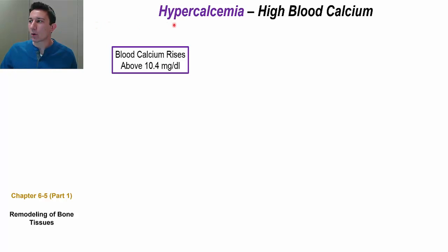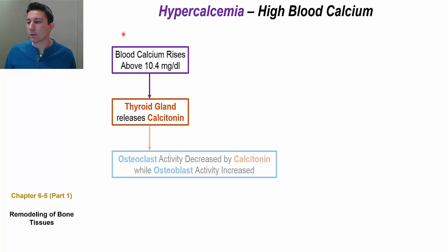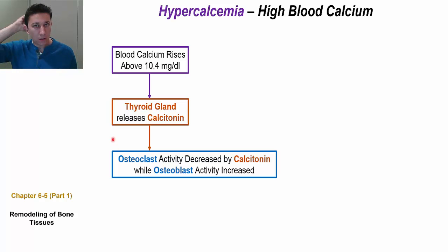So now we'll take a look at hypercalcemia, that is when our blood calcium rises too high, above that critical level of 10.4 milligrams per deciliter. This one's a little bit more straightforward. So this initial increase in blood calcium above that critical level is going to trigger the thyroid gland to release calcitonin. So calcitonin has an effect on both osteoclasts and osteoblasts. In conditions of hypercalcemia, what our body needs to do is take calcium out of the blood and put it into the skeleton. And so it's going to do just that.